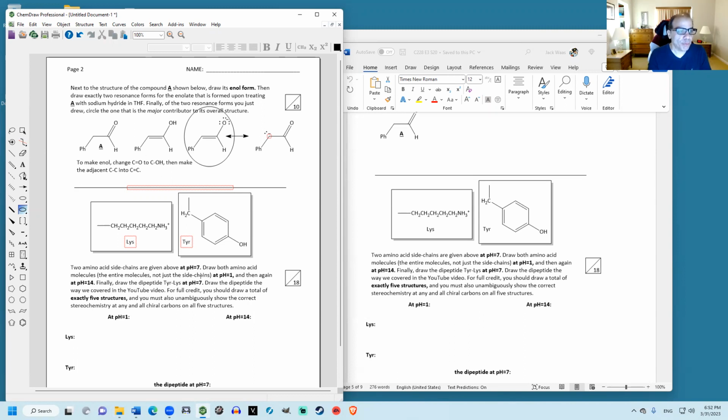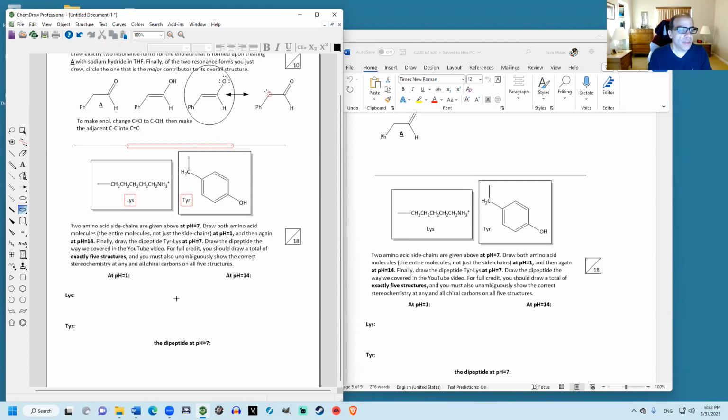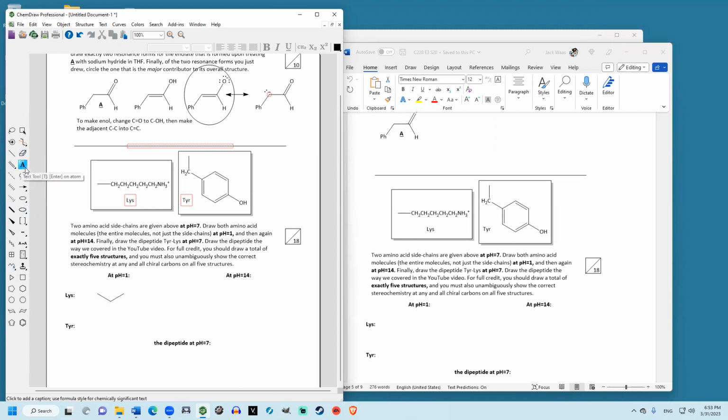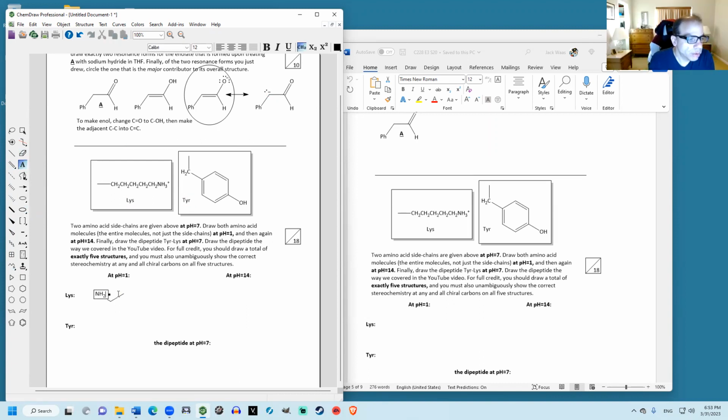Then we move on to chapter 26 stuff. We're given the side chains of two amino acids. And it says to draw both amino acid molecules at pH 1 and then again at pH 14. We're given them at pH 7. So in class, we went over the structures of amino acids.